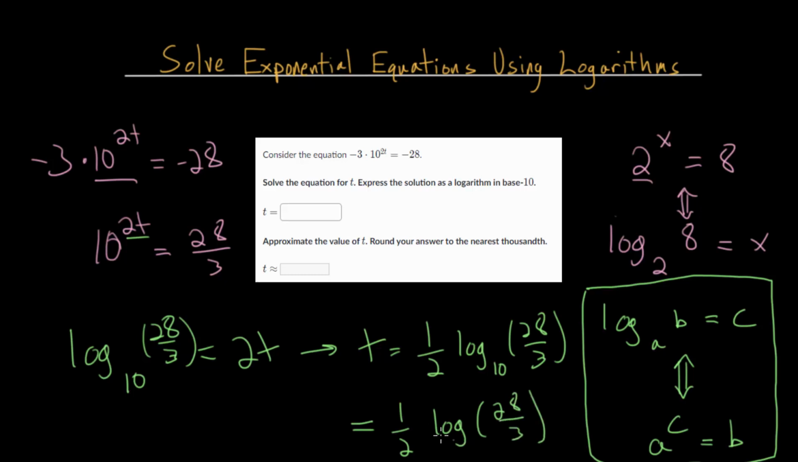Now we can write just log, where the base is omitted, when the base is 10. Since this, like I mentioned, is what we call the common log, since our whole number system is based off of 10.